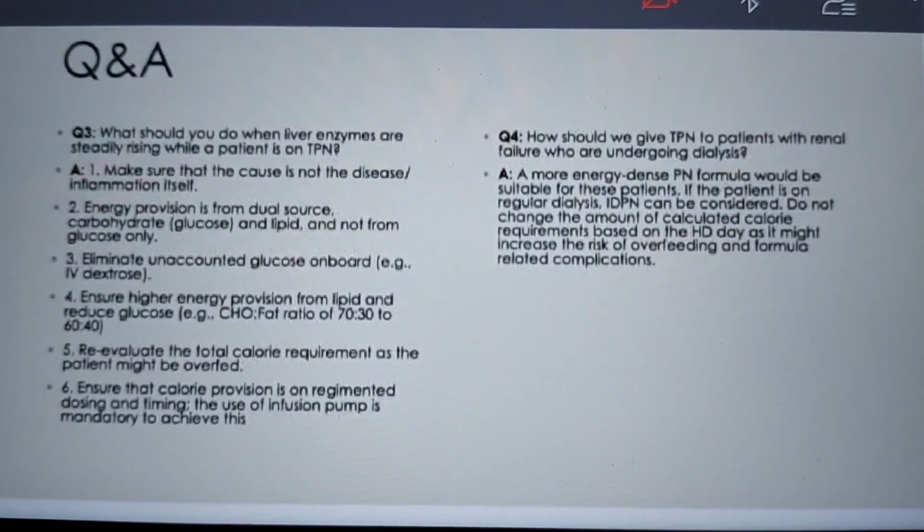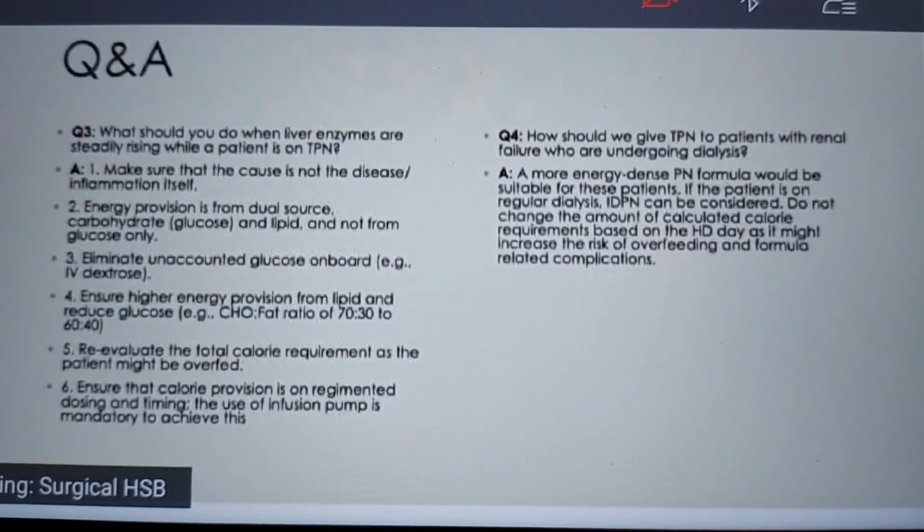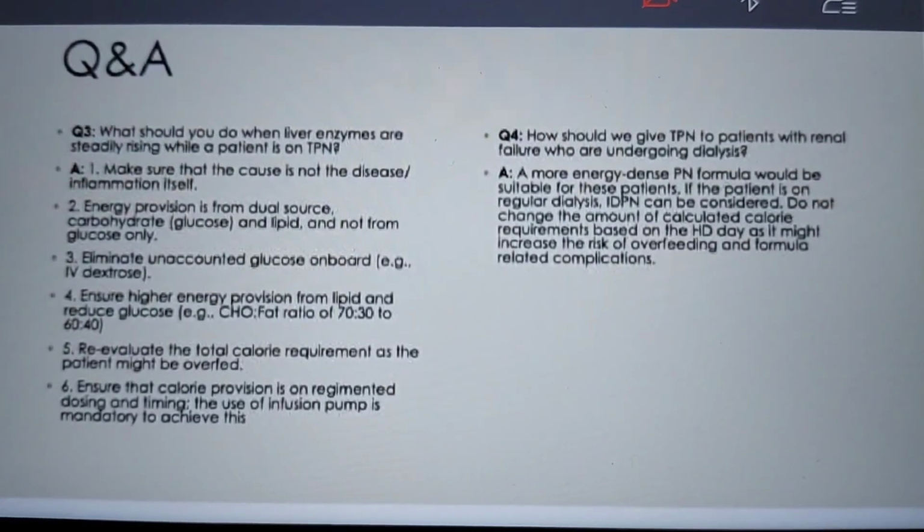Third is, what should you do when liver enzymes are steadily rising when a patient is on TPN? You have to make sure that the deranged LFT is not caused by the disease or inflammation itself. And then energy provision should be from dual sources, carbohydrate and also lipid, and not from glucose only. And we have to eliminate the unaccounted glucose on board, such as IV dextrose, and reevaluate the total calorie requirement, as the patient might be overfed. And lastly, how should we give TPN to patients with renal failure who are undergoing dialysis? We can use a more dense parenteral nutrition formula for these patients.